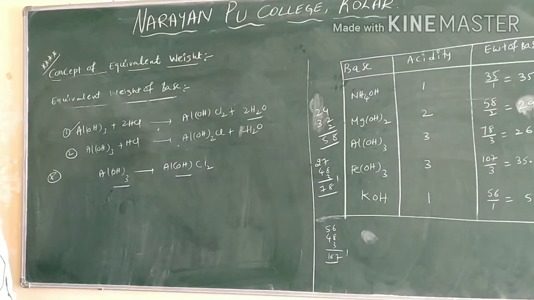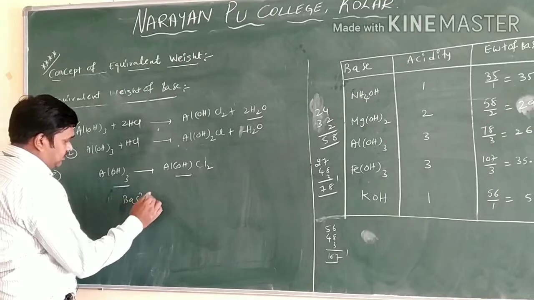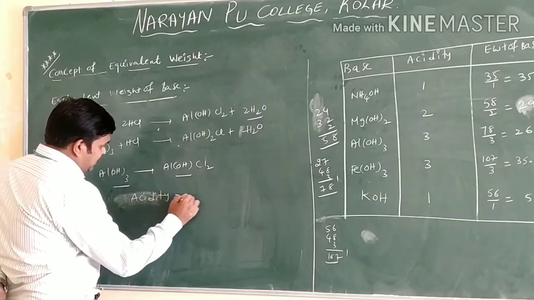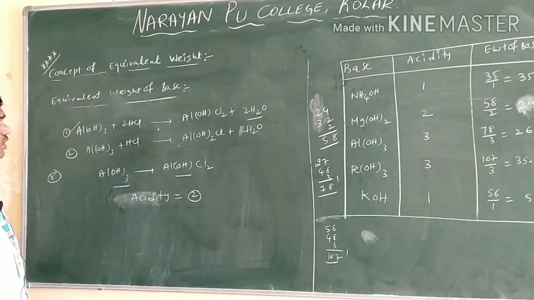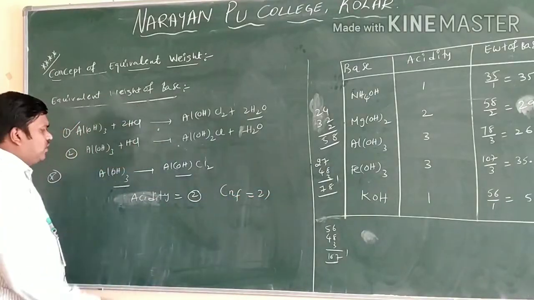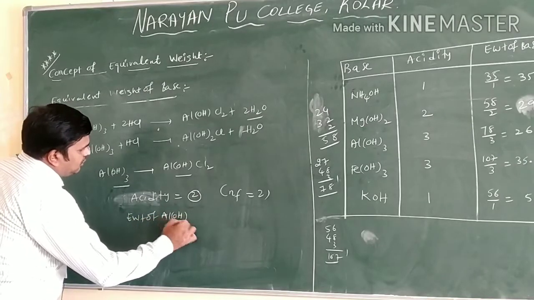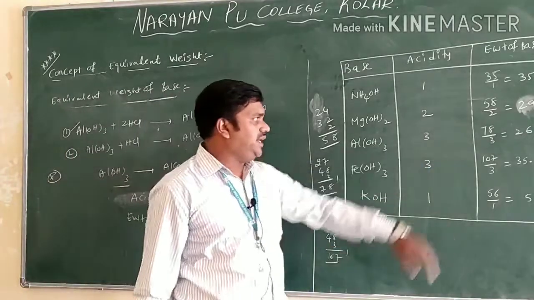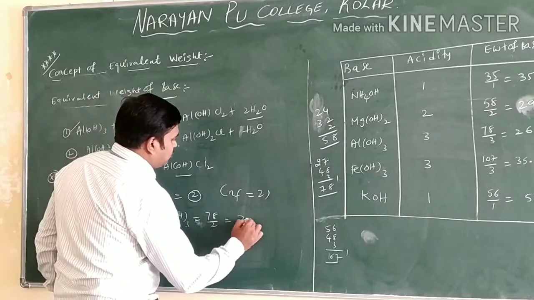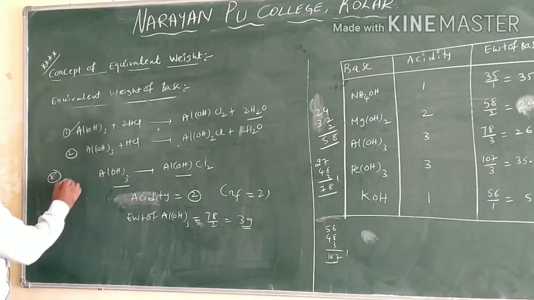Here 3 OH groups are there, here only 1 OH group is there. How many OH groups are replaced? 2 OH groups are replaced. So you will write the acidity is equal to 2 only, because 2 OH groups are replaced, or you can write the N factor also as 2. What is the equivalent weight of this aluminum hydroxide? The weight of aluminum hydroxide we already found is 78 only. So we have 78 by 2. You will get 39, which is the equivalent weight of aluminum hydroxide for the first equation only. This is for the first one.